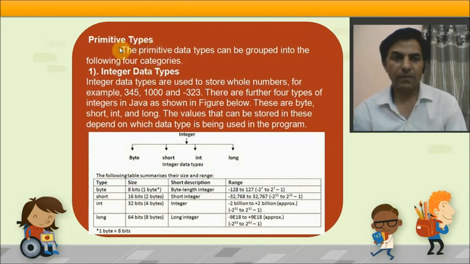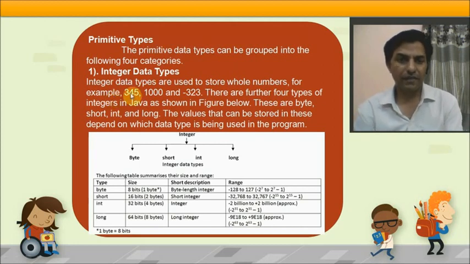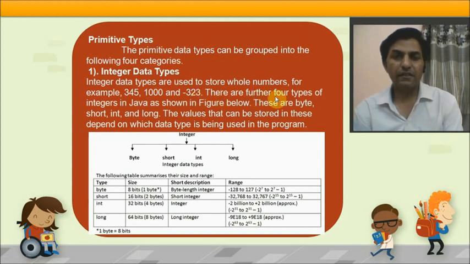Next is primitive types. Here, first we are going to discuss how the primitive data types can be grouped into the following categories. The first one is the integer data type. Integer data types are used to store whole numbers, for example, 345, 1000, minus 323.